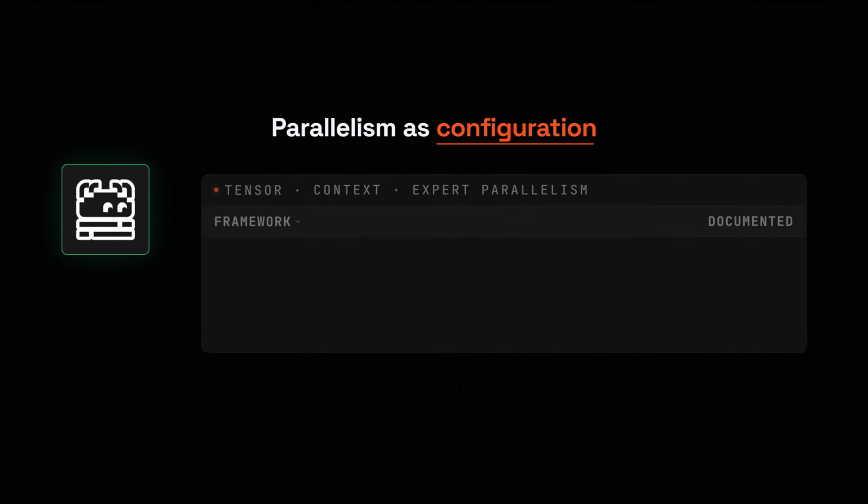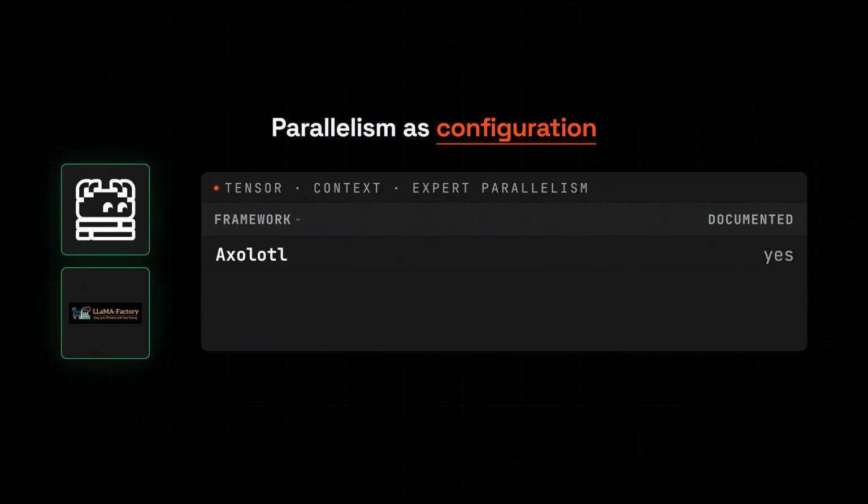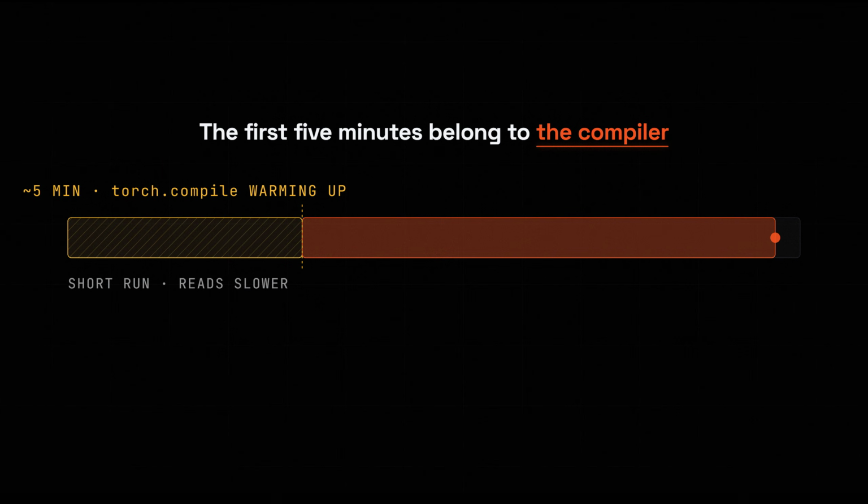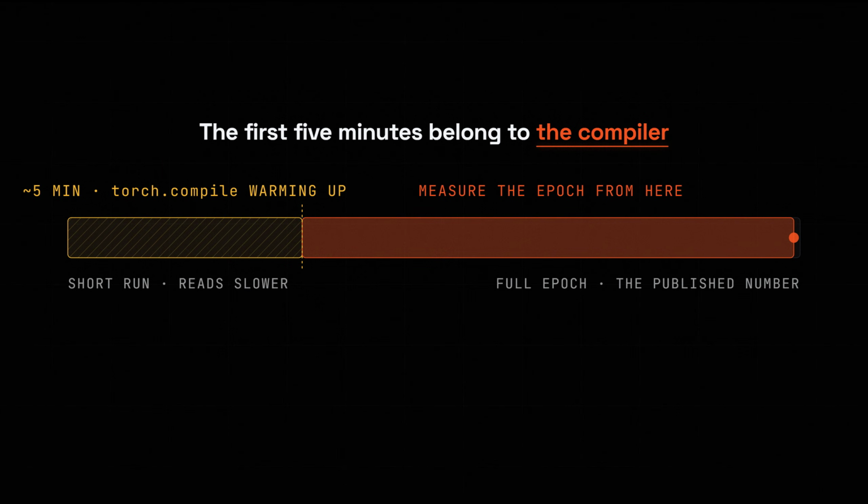So if your training plan needs tensor, context, or expert parallelism as a thing you configure rather than a thing you route around, Axolotl and LLaMA-Factory document that matrix and Unsloth does not. And there is a smaller trap that will confuse you on day 1. Unsloth's own benchmark page warns that Torch compile takes about 5 minutes to warm up and tells you to measure throughput only after it finishes. Measure a short run, and you will conclude the whole thing is oversold. Measure a full epoch, and you get the number they published.